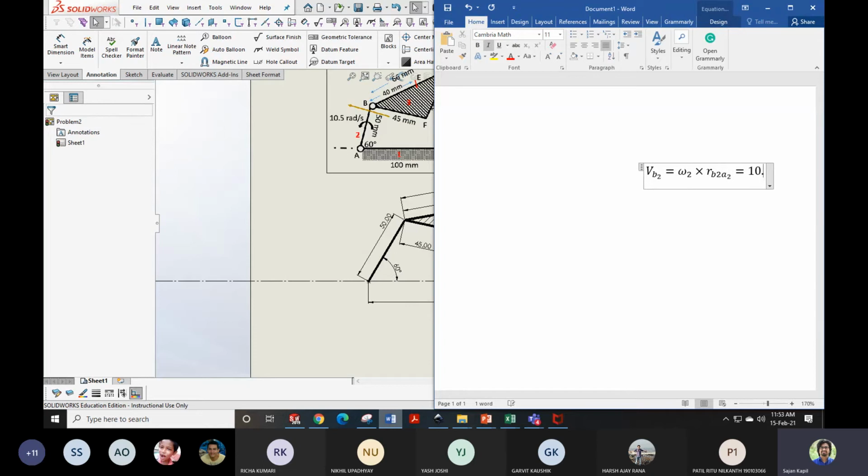So what is it? It is 10.5 radian per second times, I'll just multiply it with the length. That is how much? 50, right? So multiplied by 50. And how much is it coming? It will be 500... 525. Wait a minute. Correct? 520, 510... Oh, 525, sorry.